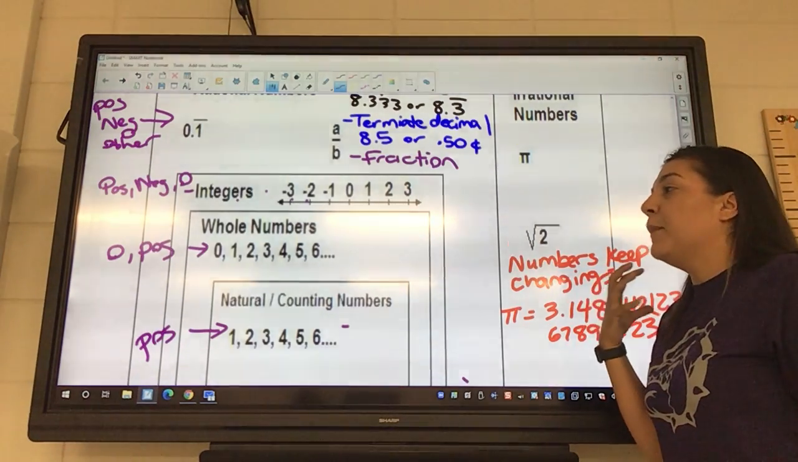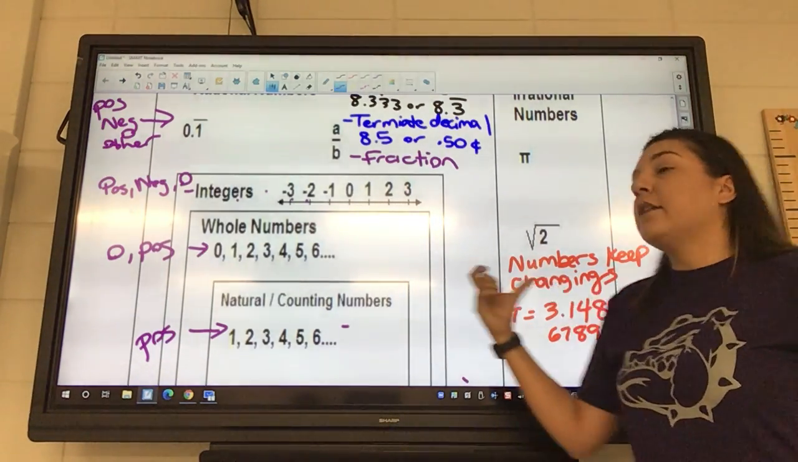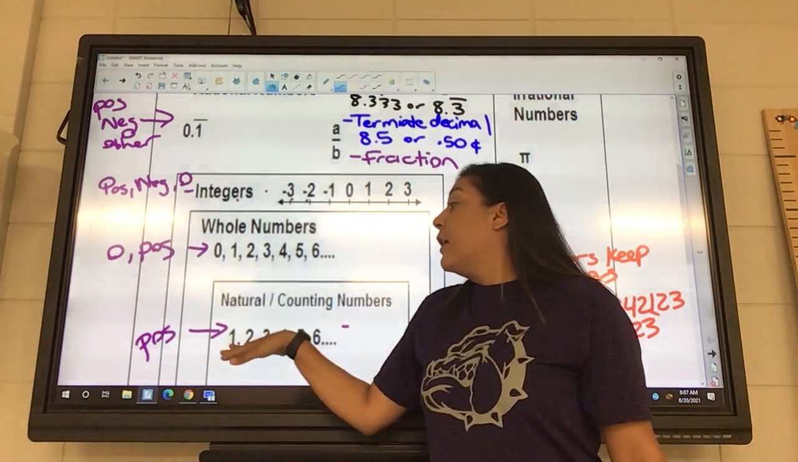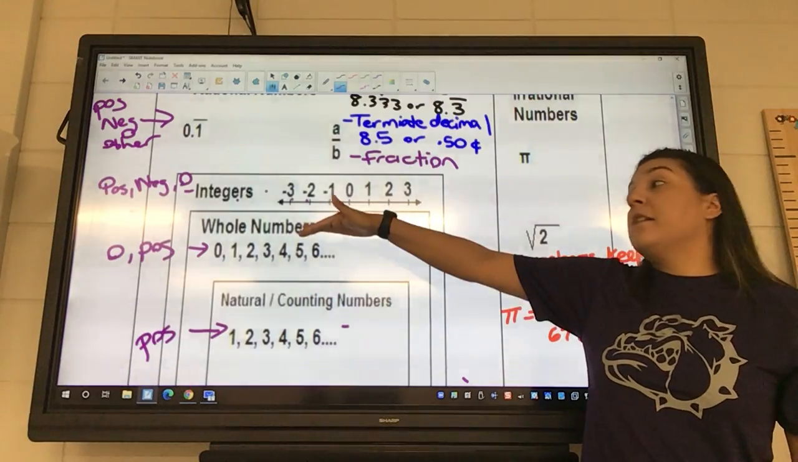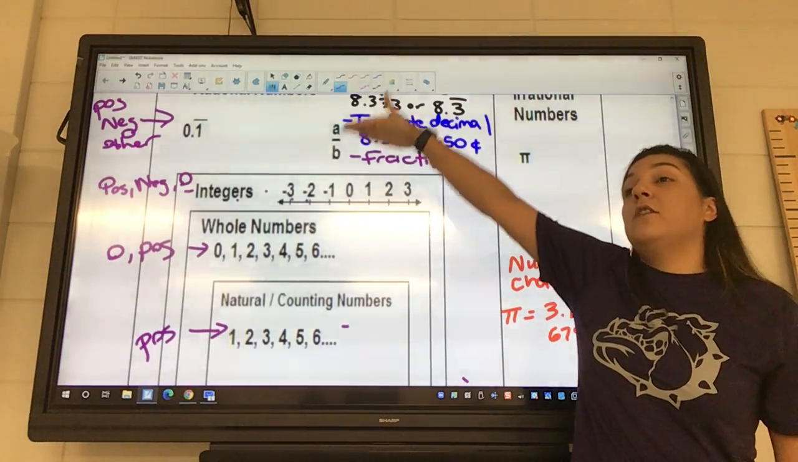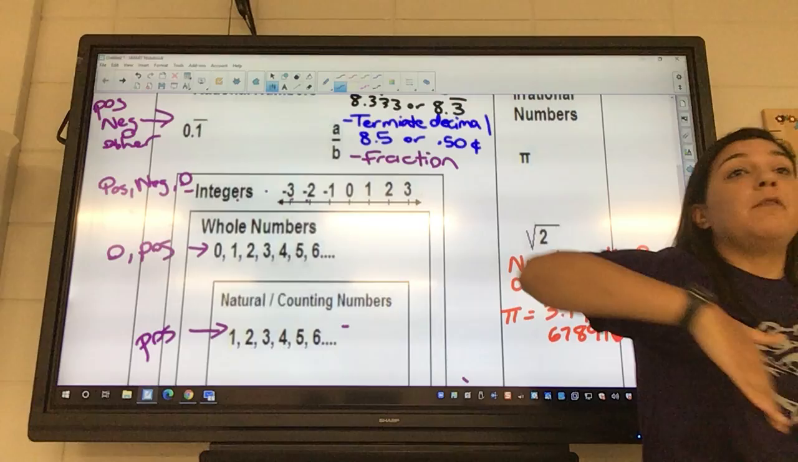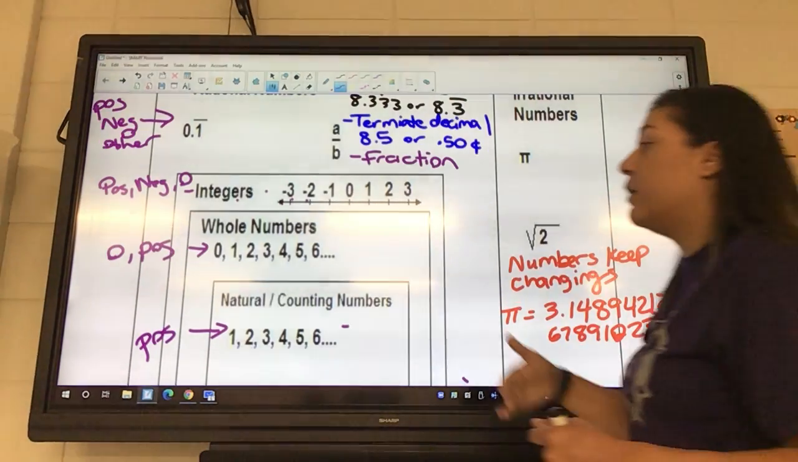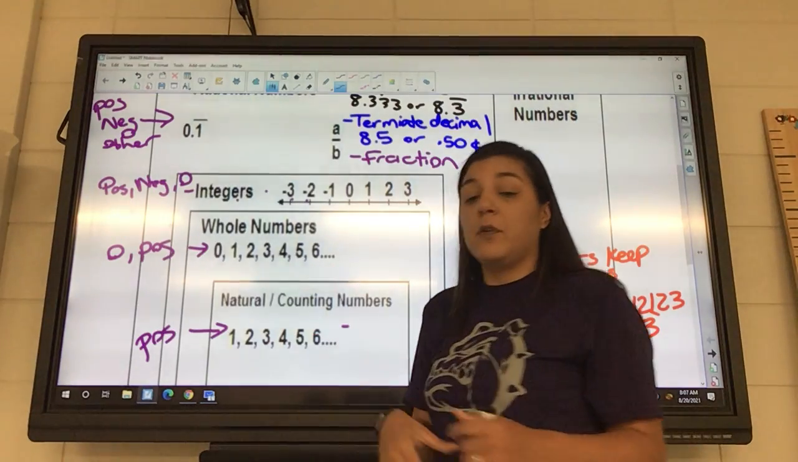What about the number 200? Is it a natural? Yes, it is. It's a positive number. So yes, that means yes, it's whole, yes, it's an integer, yes, it's rational. As soon as we say yes, everything above it is a yes. I will really come through today and work with you on some of these numbers.